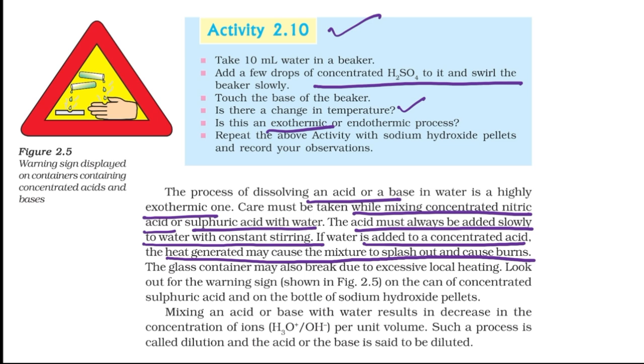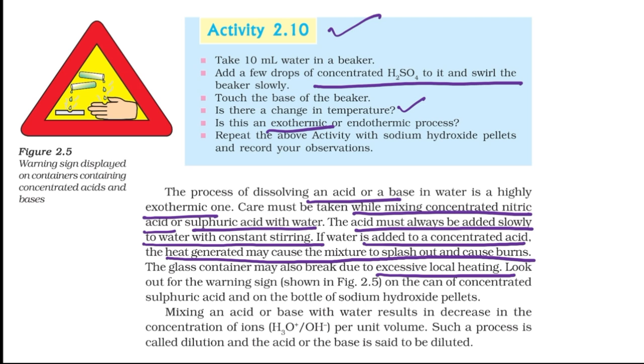So to dilute, the acid must be added to water very slowly, drop by drop, with constant stirring. The glass container may also break due to excessive local heating. Look out for the warning sign on the can of concentrated sulfuric acid and on the bottle of sodium hydroxide pellets.